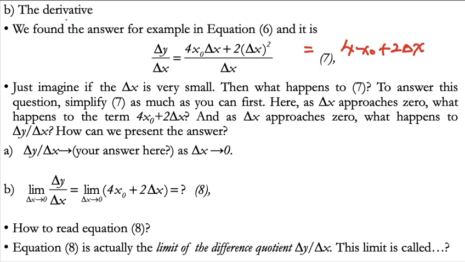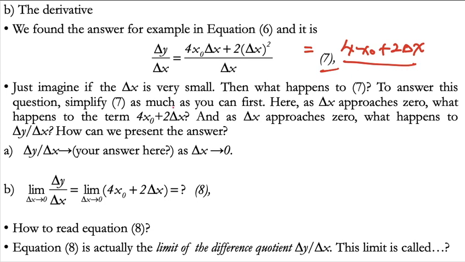Now, like I said just now, we want to talk about the concept of derivative. And I'm sure all of you have heard the term derivative before, at least when you learned business maths in your first year. But just imagine the change in x here is very, very small or infinitesimal. Then what happens to expression 7 here? The first thing that we need to do is to simplify expression 7. We have done it, and it becomes 4x naught plus 2 change in x. So we can still see the existence of change in x in 7 after we simplify it.